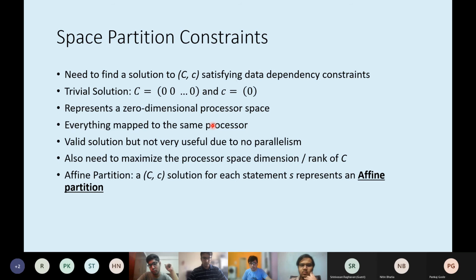This is a valid solution, but it is not a very useful one because it won't have any parallelism. If I assign all the iterations to the same processor, then that processor would have to sequentially execute all those iterations. Essentially, the program is unchanged. It was the same as before, and we don't get any benefits from it. So we need to maximize the processor space dimension, or maximize the rank of the matrix C.